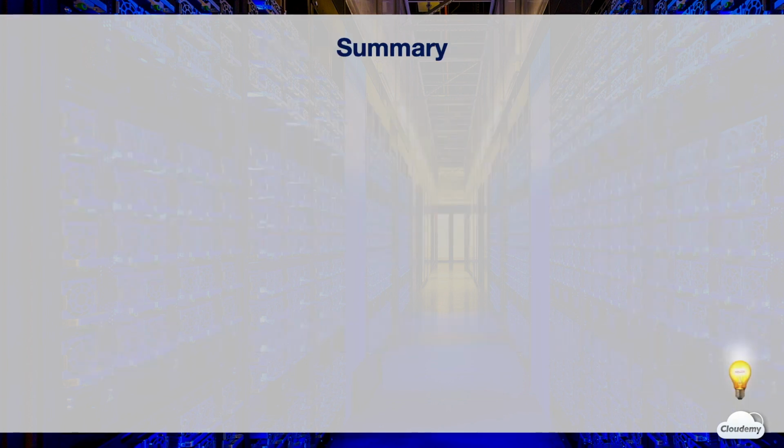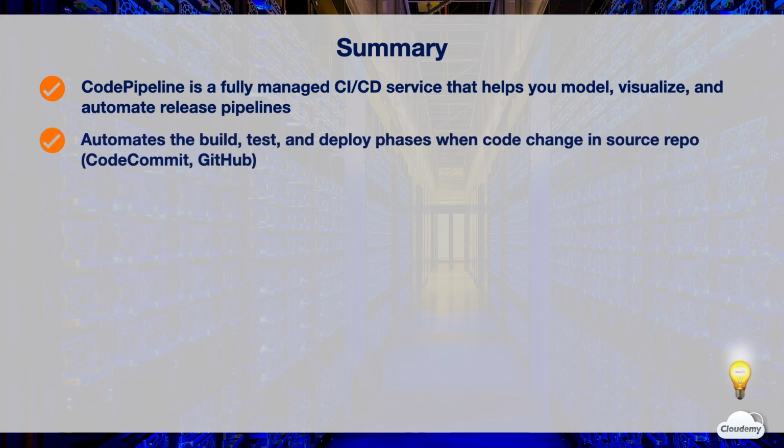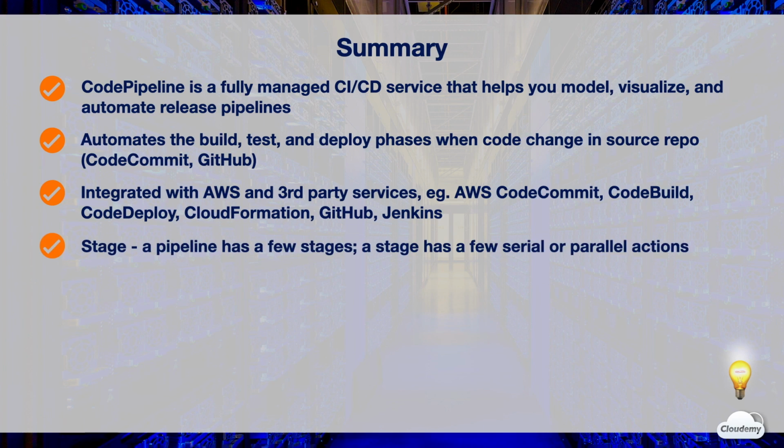In this episode, we've learned the AWS CICD service, CodePipeline. CodePipeline is a fully managed CICD service that helps you model, visualize and automate release pipelines for fast and reliable application and infrastructure updates. CodePipeline automates build, test, and deployment phases of the release process, triggered by changes in your CodeCommit or GitHub repository. CodePipeline is integrated with other AWS services, such as CodeCommit, CodeBuild, CodeDeploy, and CloudFormation, and third-party services like GitHub and Jenkins. A pipeline is a workflow construct that describes how software updates should be released.